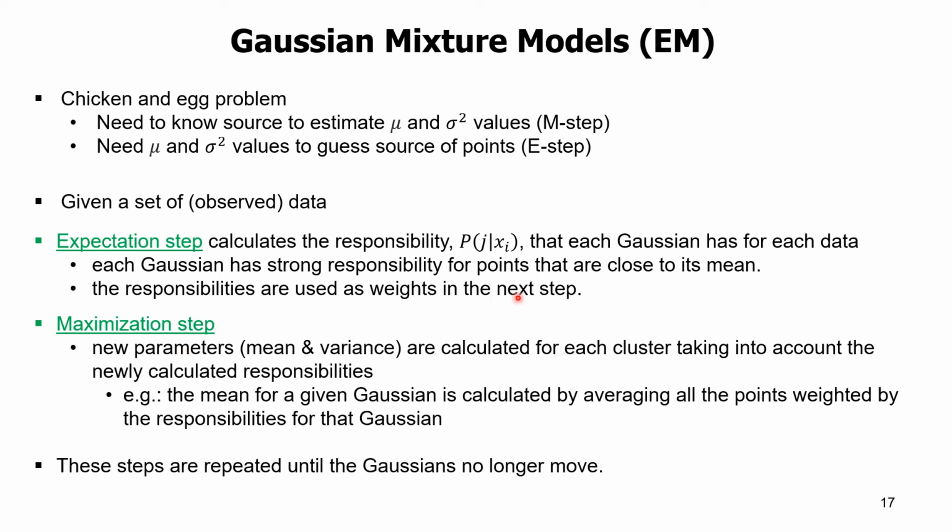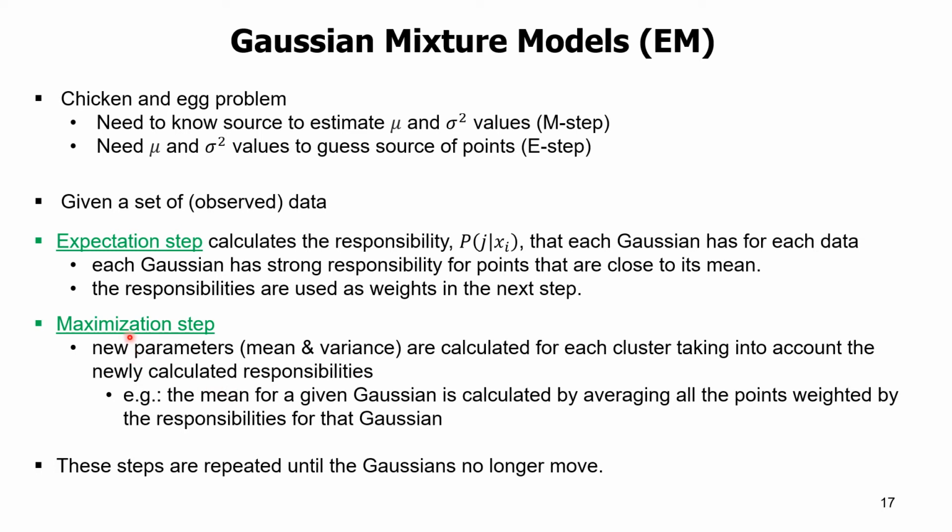Okay, I'm going to explain this here. In the expectation step, we compute the responsibility for every data point. And then using these responsibility values, I mean these probabilities, we recompute the parameters of the Gaussians. So new parameters are calculated for each cluster using those responsibility values. So that's the maximization step.